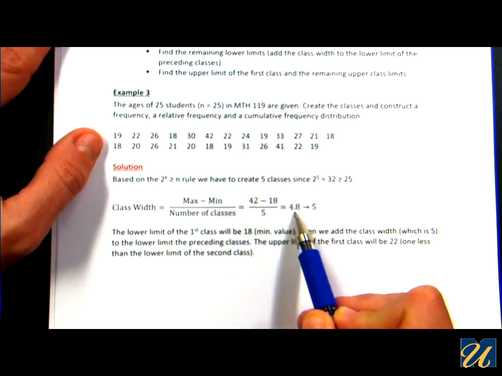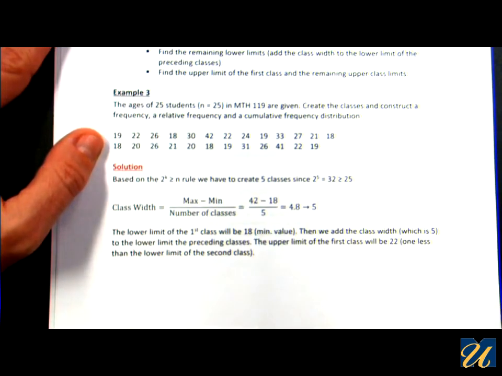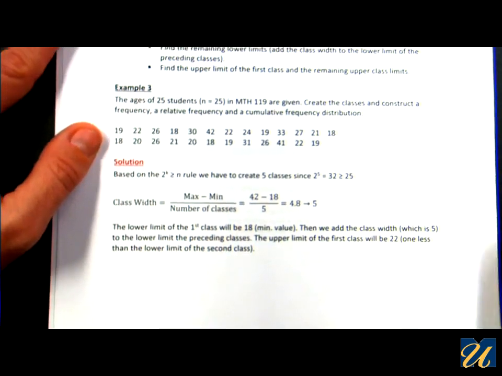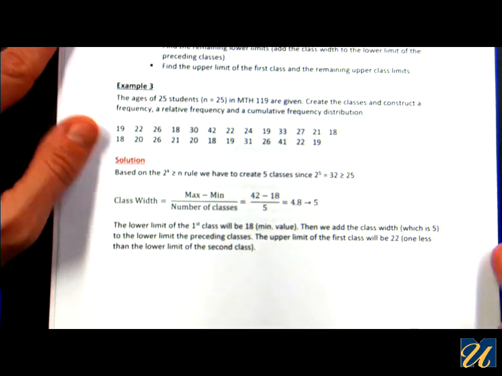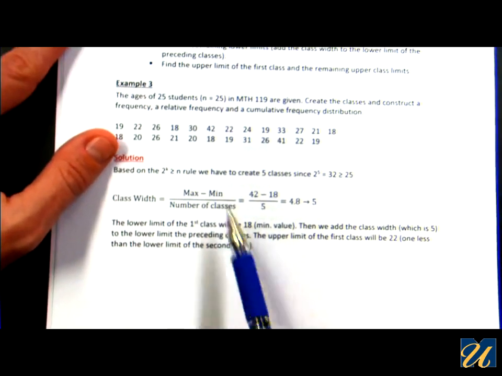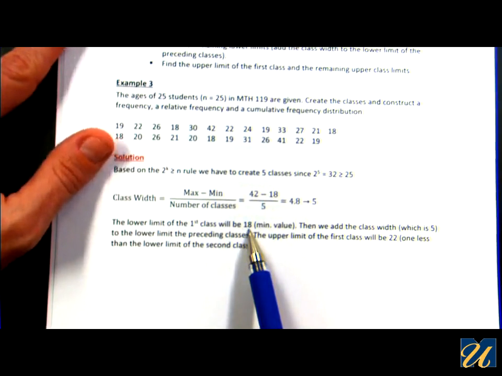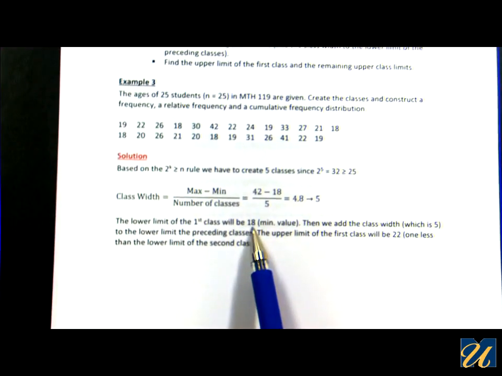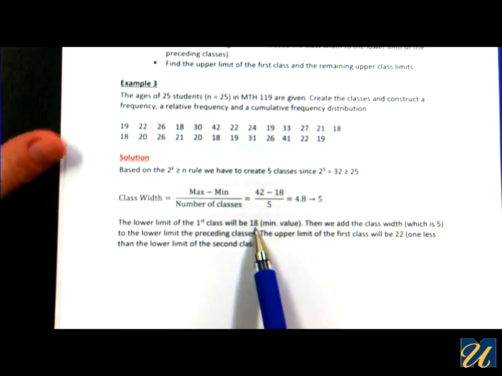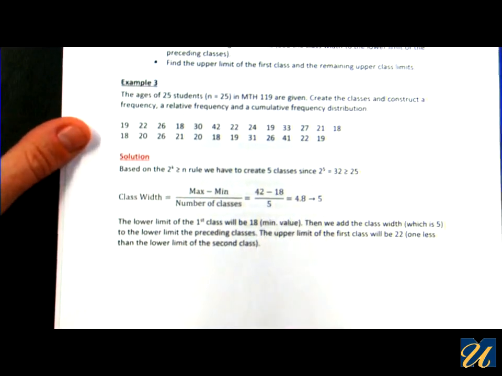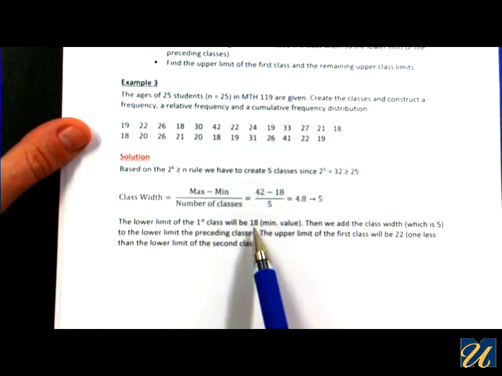Even if this was 4.1, you would still round up to the next convenient number. Now, we will start the first lower limit, or in other terms, the lower limit of the first class, by using the minimum entry. The minimum entry, as we mentioned before, is 18. We will add 5 to 18 to find the lower limit of the second class.